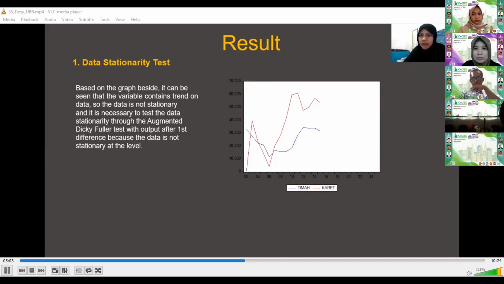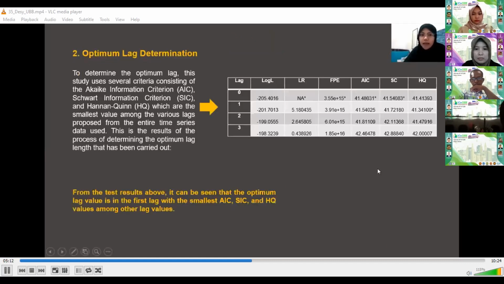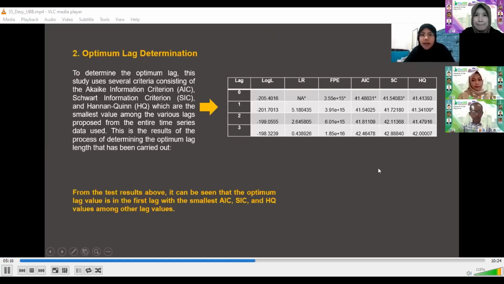Next, this is the optimum lag determination. From the data we can see the optimum lag value is at the first lag, with the smallest AIC, SIC, and HQ values among other lag values. Okay, at the first lag, this is okay.